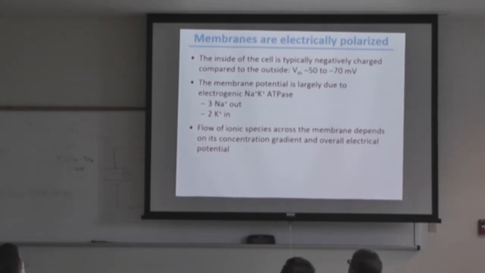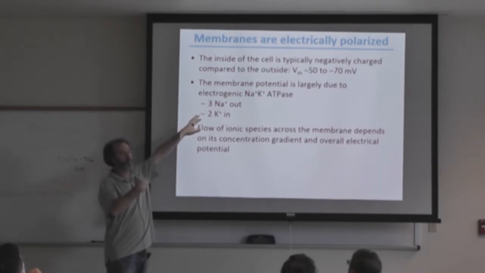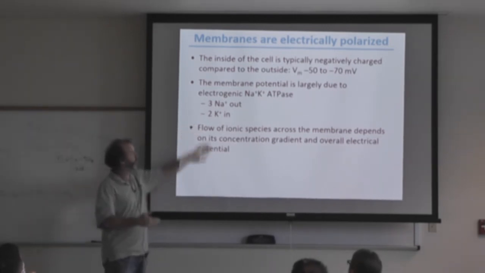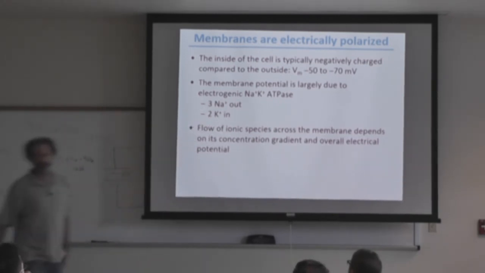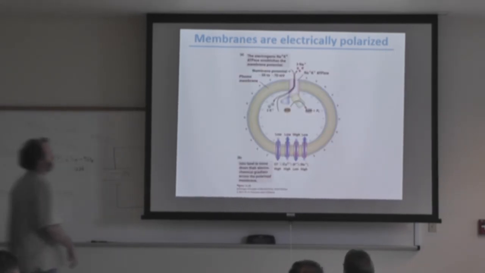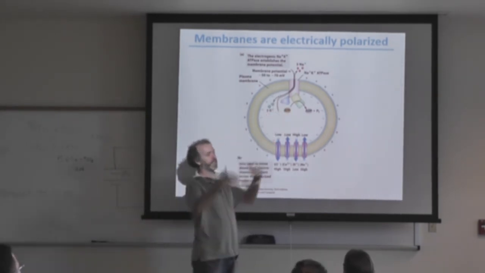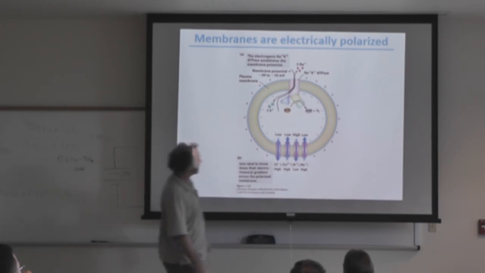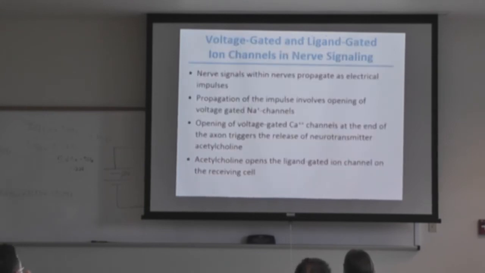Because these ions will want to flow down their concentration gradient, and also they're going to flow based on their charge. They're going to want to go where the charge is too. So if there's more negative in, that's going to cause a net influx of positive ions. And this is the figure from your book showing you the potential difference. These ATPases burn ATP and use that energy to cause that electrochemical gradient across the membranes. So voltage-gated and ligand-gated ion channels and nerve signals.